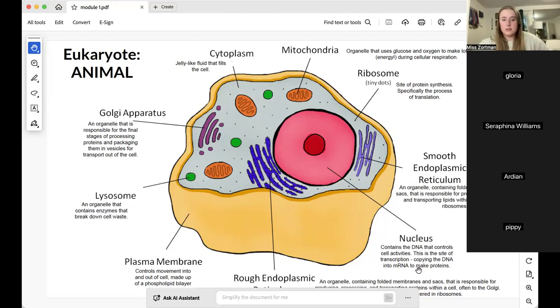Where was I? Nucleus, obviously in a eukaryote, that's where all the DNA is stored.